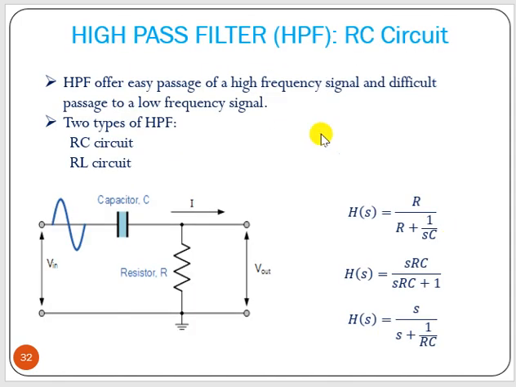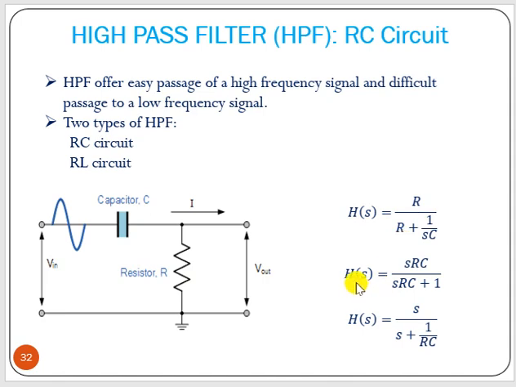Now let us see high pass filter. It also has this RC and RL circuit. Say for RC, now C is here, R is connected here, and across R we have to see the output. Now if you want to find out the HS, that is the transfer function, voltage across R, so R divided by R plus 1 by SC, into V in, it is equal to V out. V out by V in is HS, so this is the impedance function, we can say.